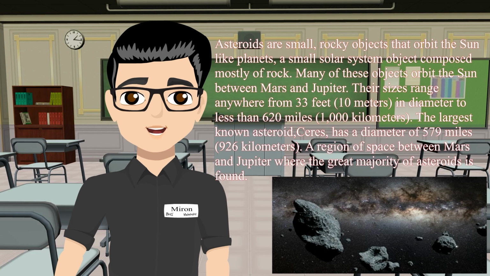Asteroids are small rocky objects that orbit the sun like planets. A small solar system object composed mostly of rock. Many of these objects orbit the sun between Mars and Jupiter. Their sizes range anywhere from 33 feet, which is 10 meters in diameter, to less than 620 miles, 1,000 kilometers. The largest known asteroid, Ceres, has a diameter of 579 miles, which is 926 kilometers. The asteroid belt is a region of space between Mars and Jupiter where the great majority of asteroids is found.